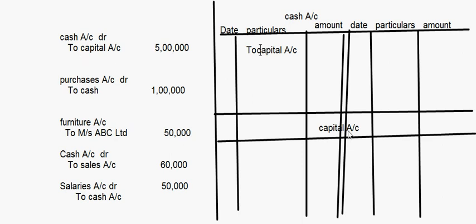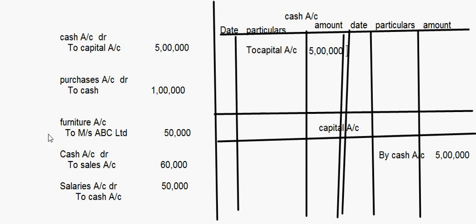Now you come to the capital account. What is the other account? The cash account. What have we done with cash account? We have debited it, right? So now you are going to credit it. So here I am going to write by cash account, like this, right? Amount will be the same. Understood? So here it is 5 lakhs, right? Now let's take this entry, purchases to cash.